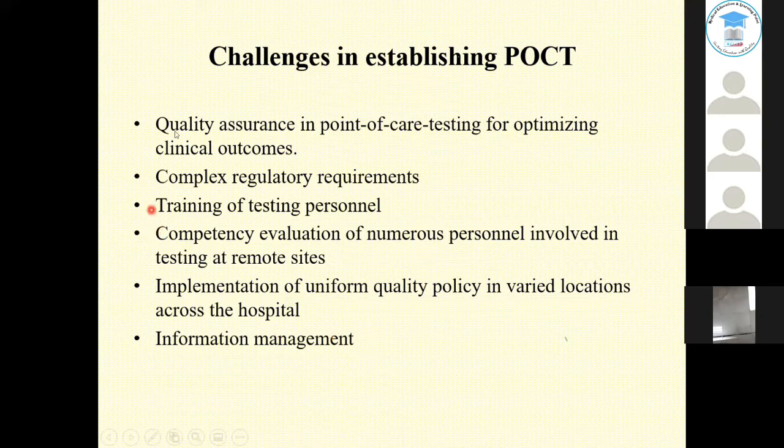So the principal challenge was setting up quality assurance for optimizing clinical outcomes, then complex regulatory requirements, training of testing personnel, competency evaluation of numerous personnel involved in testing at remote sites, then implementation of uniform quality policy in varied locations across the hospital over which you genuinely had no control, and finally information management. How to get the report across to the doctor, how to get him to immediately initiate therapy, how to document the entire process was the real challenge.